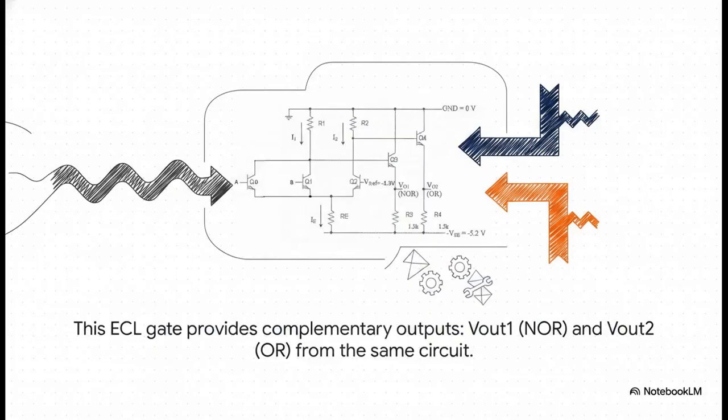Now, here's something that's really clever about ECL. You can actually configure it to give you both an OR and a NOR output from the exact same gate. Check it out. If you take one output from the emitter follower, Q4, you get your OR function. But if you take another output from the collector of that differential pair, you get the inverted NOR function. That is incredibly efficient for circuit design. It saves you space, it saves you power, it's just plain smart.